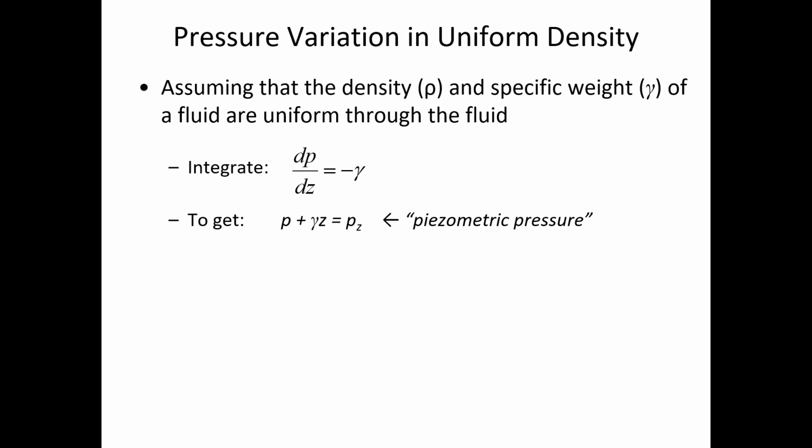So remember this illustration of a tank of water. If we wanted to keep track of both the pressure and the elevation at a certain point, we would use piezometric pressure for that. So P sub Z, the piezometric pressure, accounts for not only what the pressure is at a location, but also how high above the datum you are at that point.